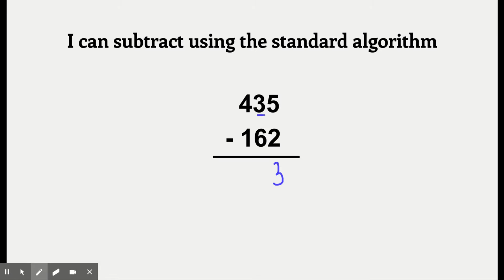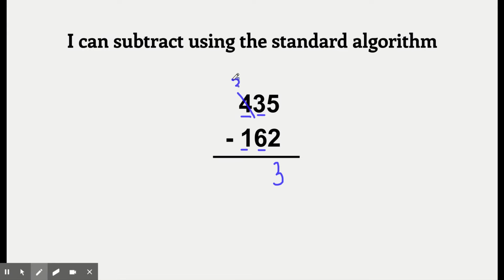I know that this 3 really means 30 and this 6 really means 60. I do not have enough tens to take 60 away. I'm going to think about where I can get more tens. In my picture, in expanded form, I got more tens by borrowing some from the hundreds. I know this 4 really means 400 and this 1 really means 100. So I'm going to cross out this 4 and pretend I'm taking 100 and giving it to my tens.